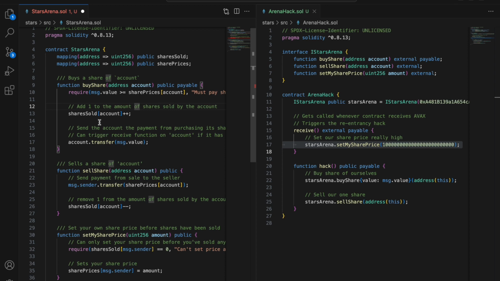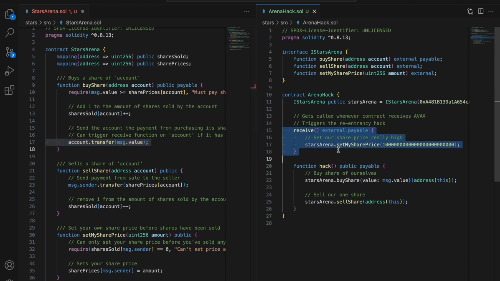Always transfer at the end. Do everything you need to first, because you need to assume that when you transfer someone money, they can now access basically anything on your contract, because of how this receive function works.